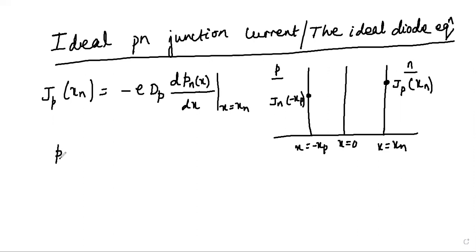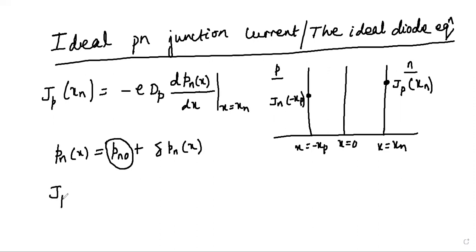Let me tell you what Pn(x) is. We have already derived this in the boundary conditions; you can check the videos. It is Pn0, the thermal equilibrium hole concentration in the N region, plus the excess minority carrier concentration, which is generated due to the external excitation or external field, whatever excitation you give. The thermal equilibrium carrier concentration Pn0 is constant.